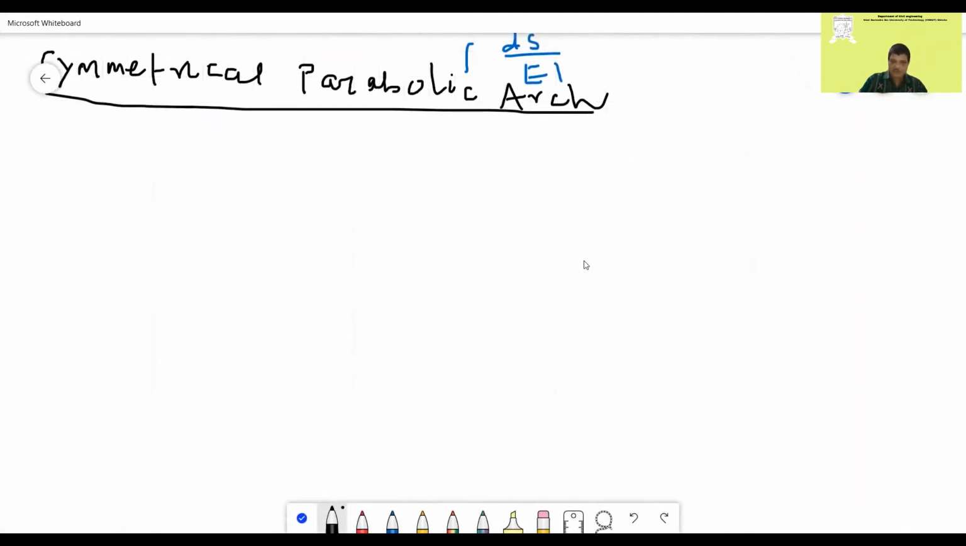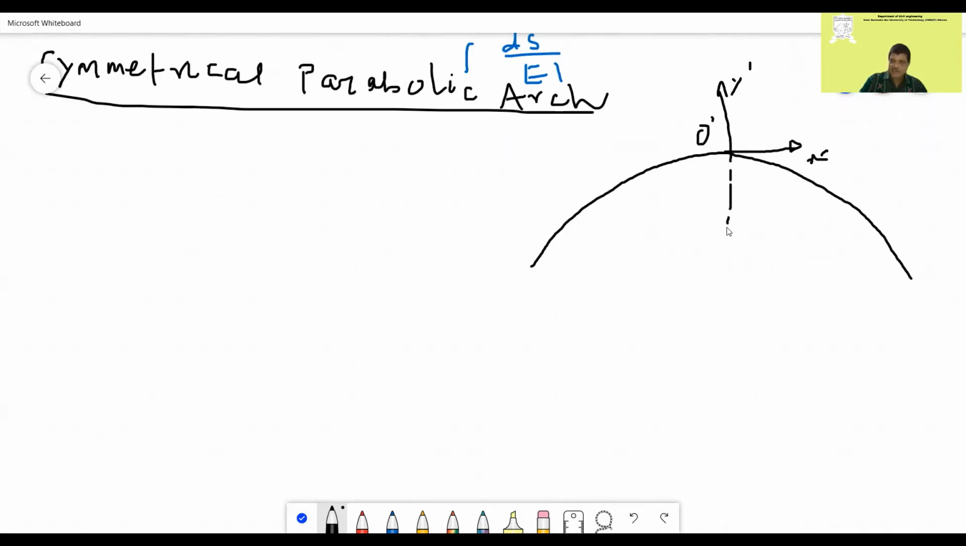Now here, this problem is like this. This is a symmetrical parabolic arc, like this. Let us take the center here, O dash. This is x dash and this is y dash. You take the center here, O dash, and you transfer to the elastic center. And the elastic center is here. So here is x and y, and there it is x dash and y dash.